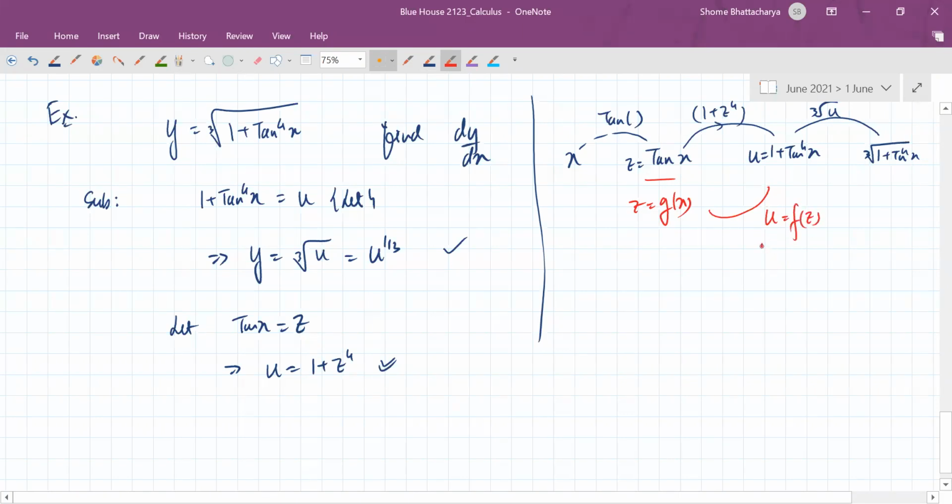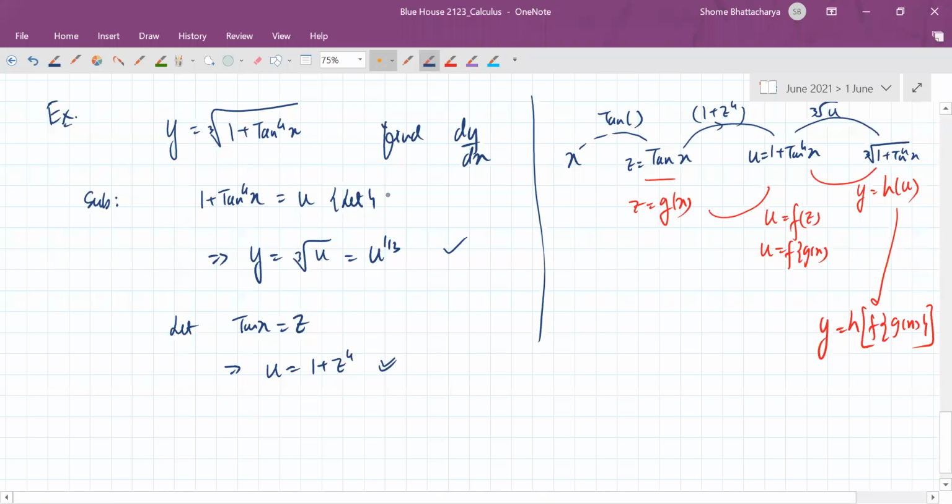So u is f of g of x. And then from here to here you can see that y is some function, let's say h of u. So y is becoming like a function of a function of a function. It's a double layer of composite function. Okay, Vinay, this point is clear? Yes, sir.